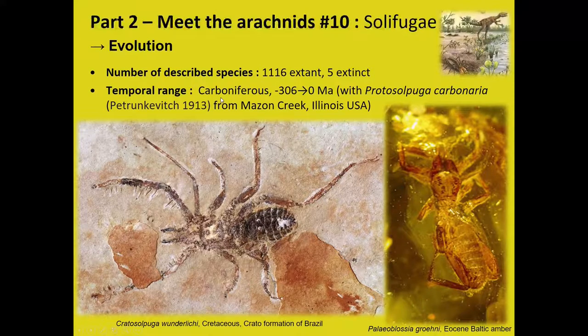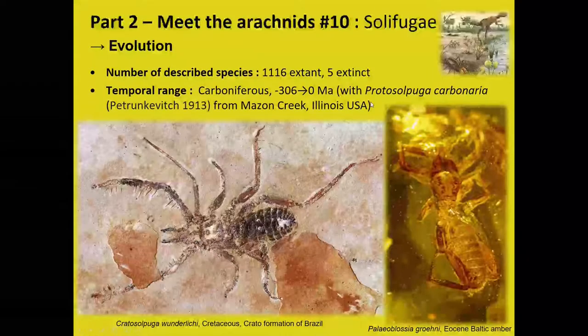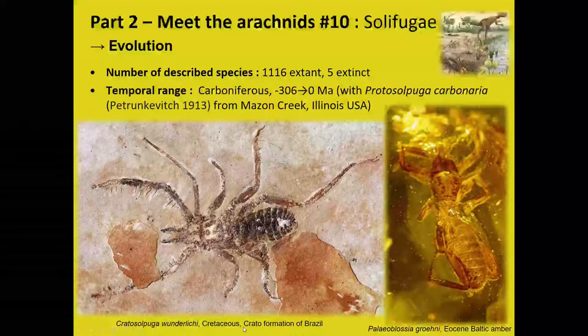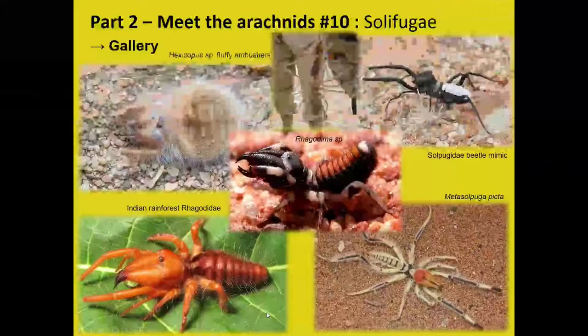They have been found as far back as the Carboniferous too, and we have some extremely detailed fossils. By the way, do tell me if I go too quickly. I think we're on time, but if I miss too much, tell me. We know about 1,000 specimens and a few extinct ones, like this beautiful specimen from Brazil. There are a lot of incredible fossils in the Crato formation of Brazil.